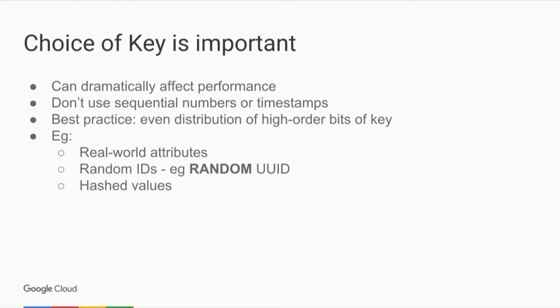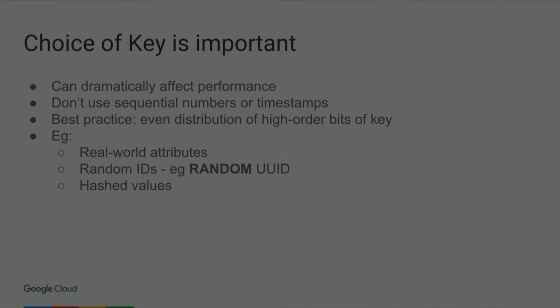Given that highly deterministic keys are an anti-pattern and can cause performance issues, what would be a good key? Well, anything where the high-order bits of the key are evenly distributed. This may be some real-world attributes of an object, for example, its lat-long position, or it could be a random ID, such as a UUID, but make sure that the UUID is actually random and not deterministic on something like timestamp or MAC address, or by hashing a value.